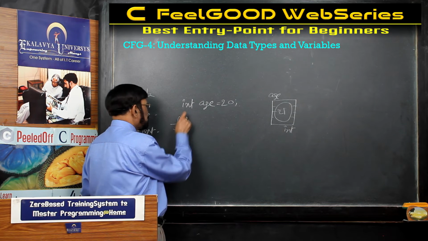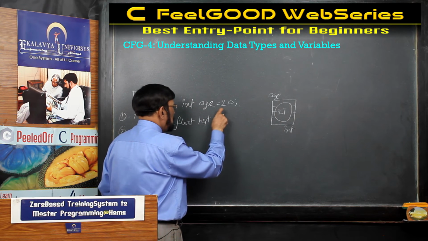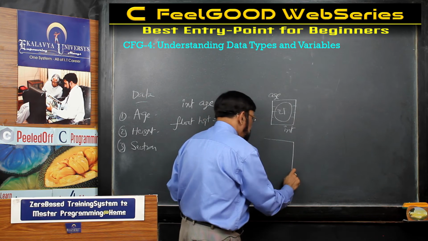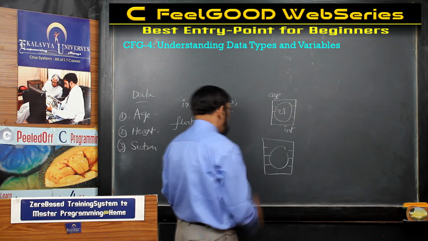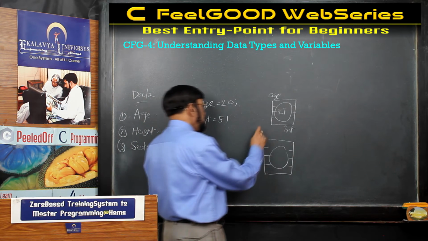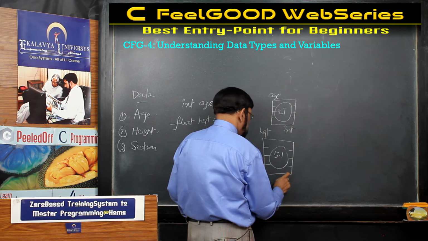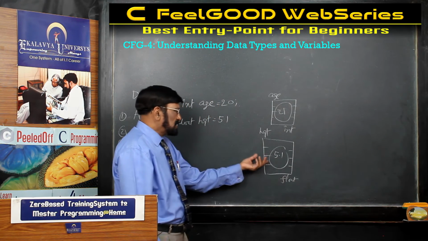And one more I will show you. A float, your height, 5.1. Now different types of containers of different sizes are opened, created in your computer memory. Its name is height, its value is 5.1, its type is float.